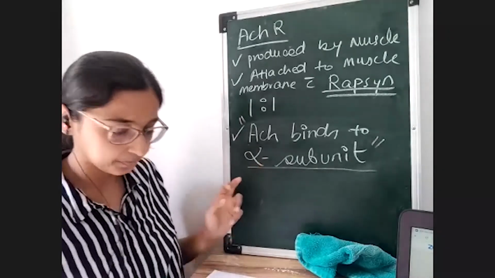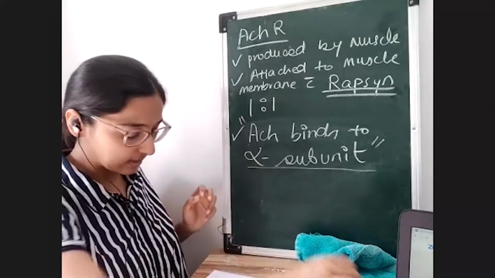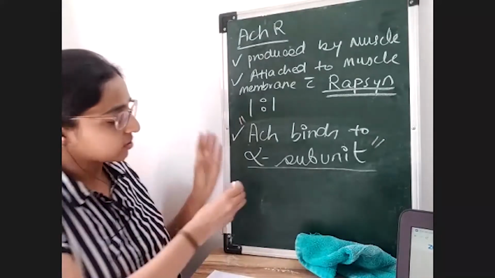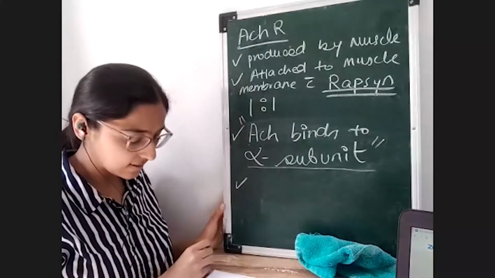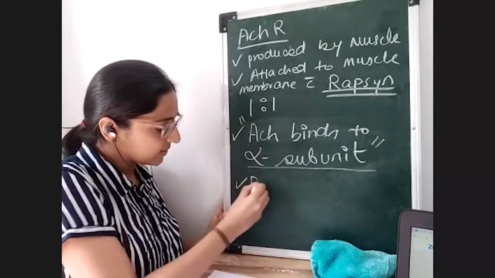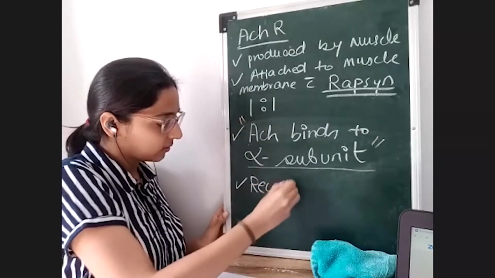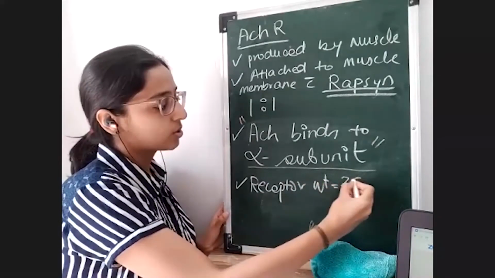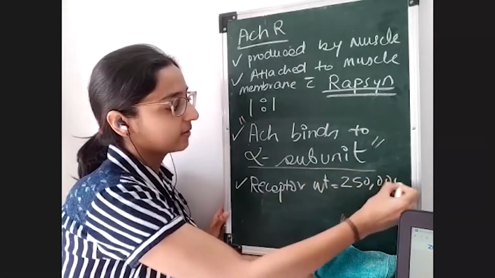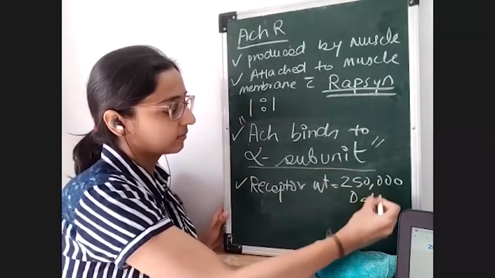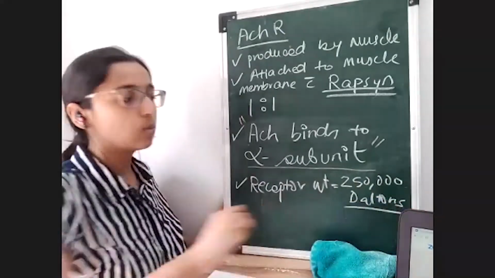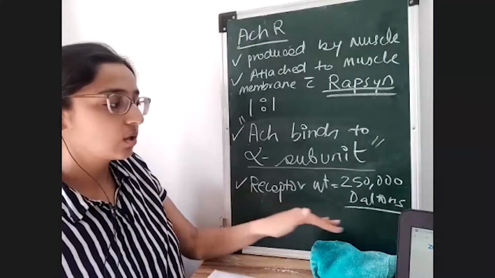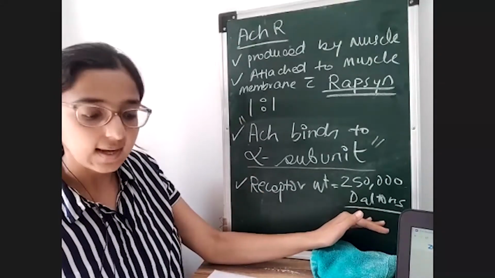And what is the weight of each receptor? Each acetylcholine receptor has a weight. The receptor weight is given as 250,000 Daltons. That is the weight of one acetylcholine receptor.